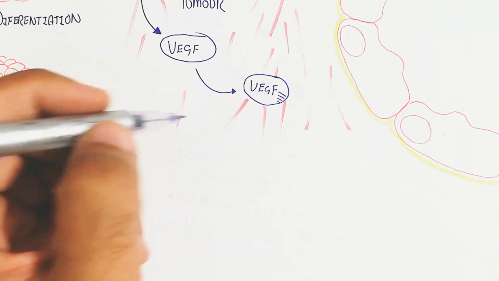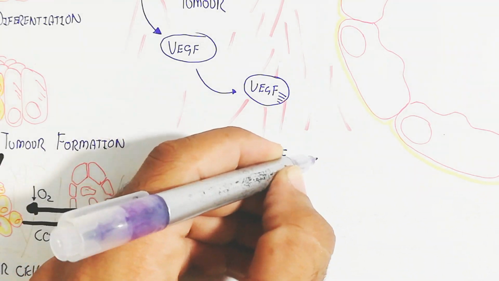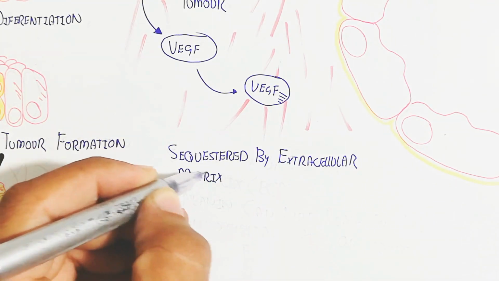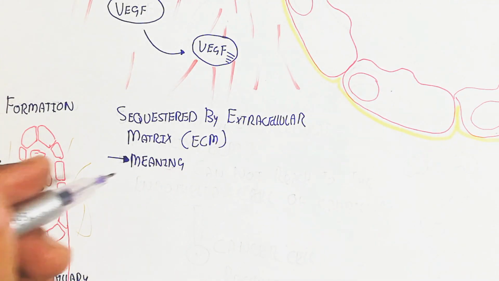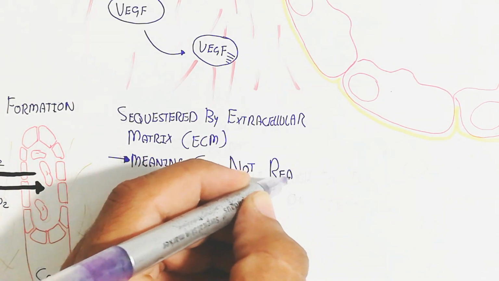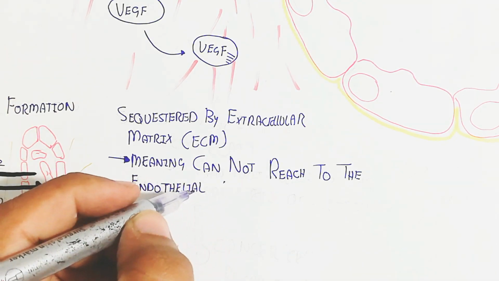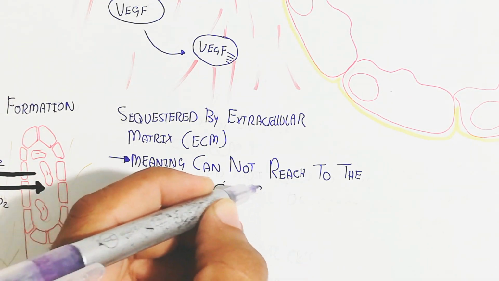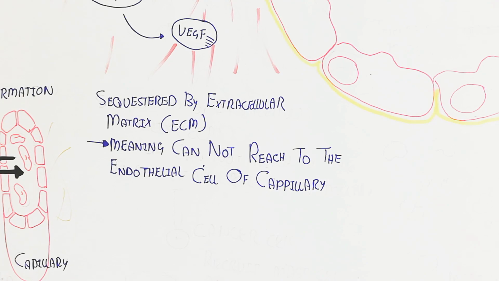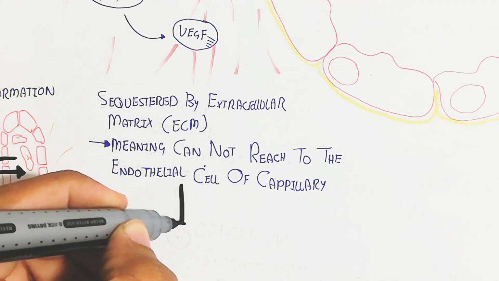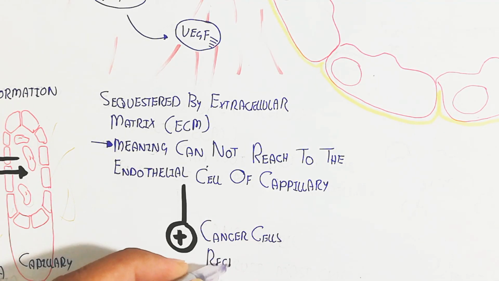This VEGF will be bound to the extracellular matrix, because the extracellular matrix contains many different types of proteins, threads, remember. In this way, sequestered by the extracellular matrix, this VEGF cannot reach the endothelial cell of the capillary for the further angiogenic process. That is why the release of VEGF is important. So the cancer cell recruits mast cells and macrophages, also due to the inflammation, because inflammation will occur due to the tumor cell.